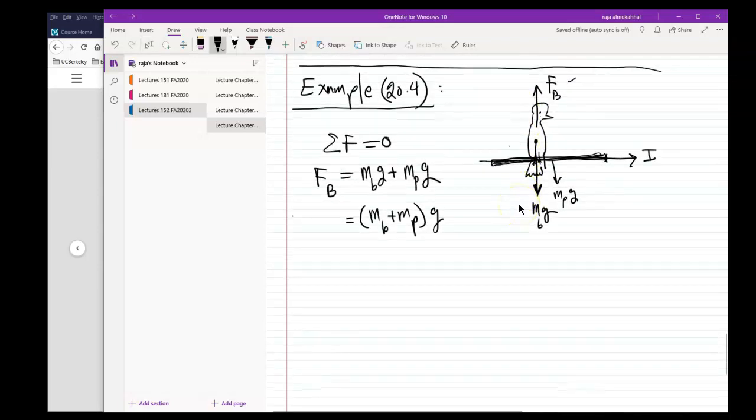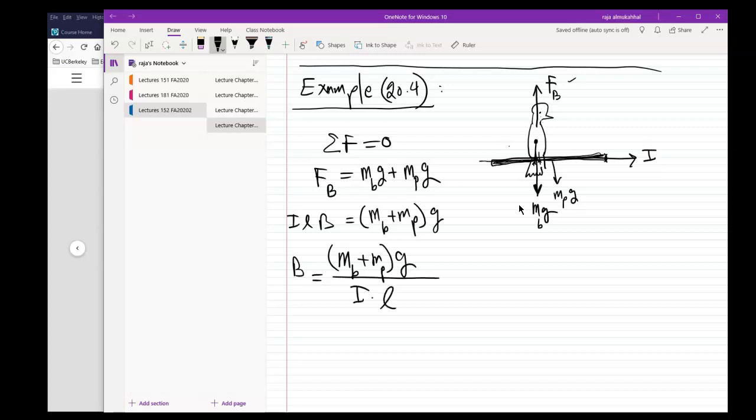So in this case, I will have ILB, and he's asking for B. So it's just going to be (M_B plus M_P) g divided by I times L. I got everything. I can just plug in the numbers, but let me clean it up a little bit.